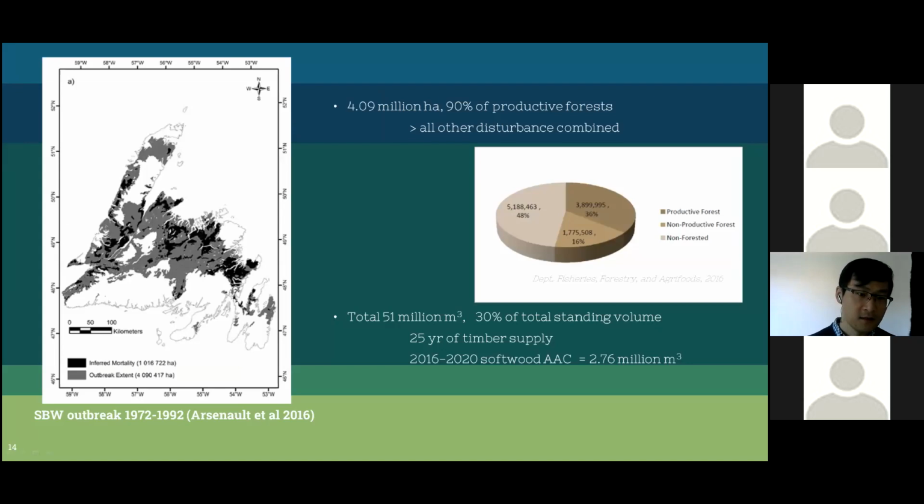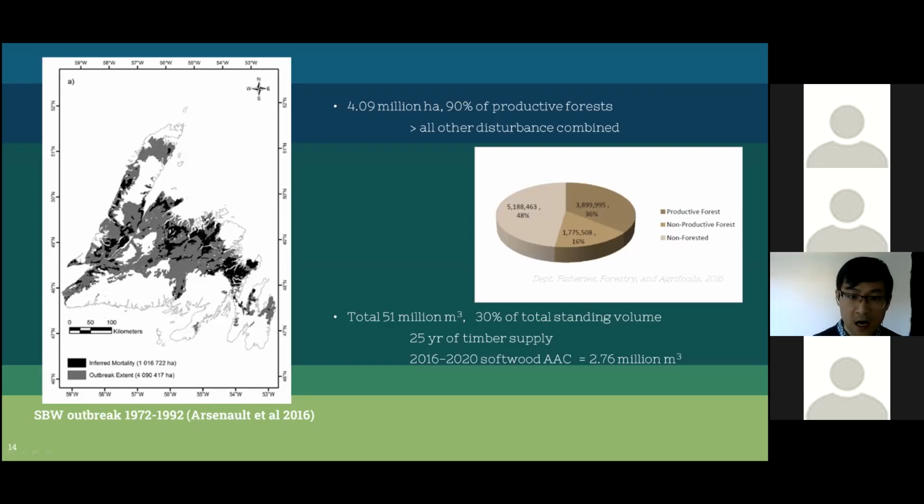These are the shaded areas. These are the budworm coverage. The darker color on the map just means more severe damage. If you look at the numbers here, there are 4 million hectares covered by budworm, and that's like 90% of all the productive forests in Newfoundland. And this coverage is bigger than all other disturbances combined: fire, other insects, windthrow, anything combined is still less than the budworm coverage.